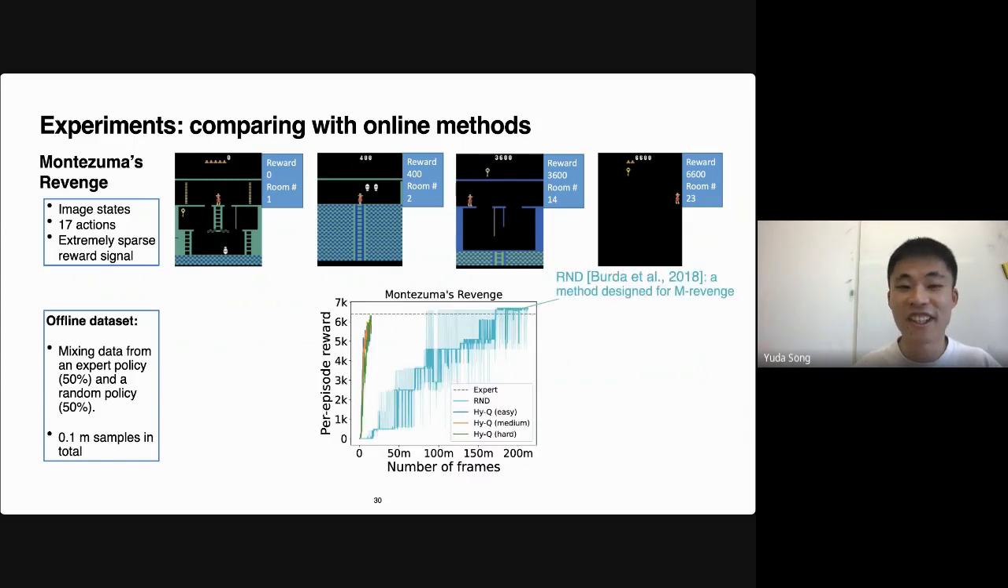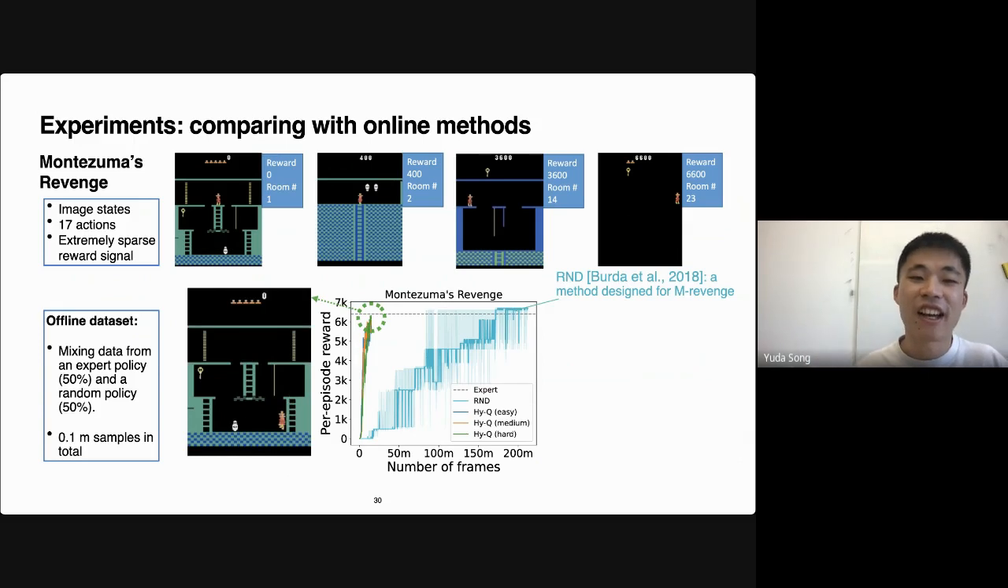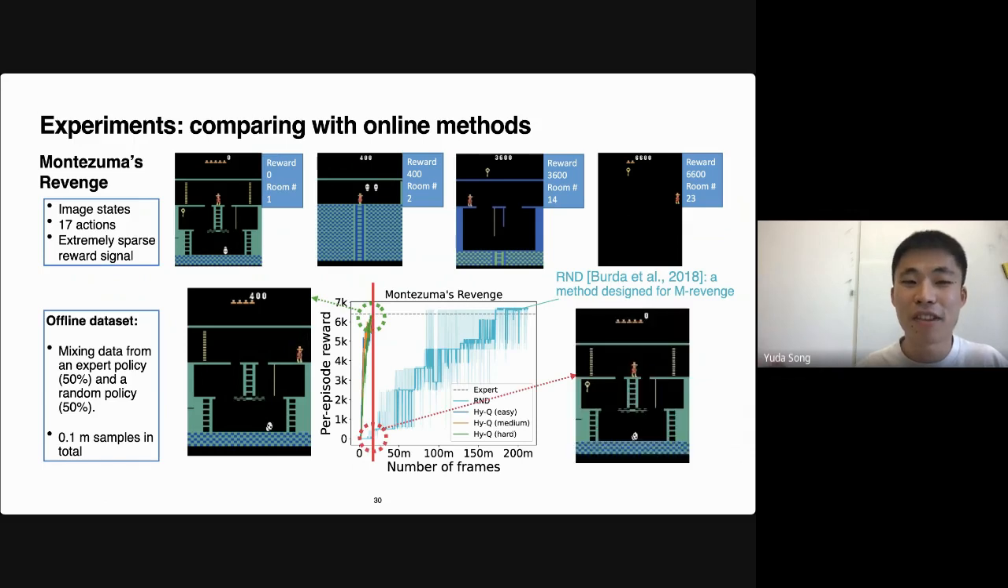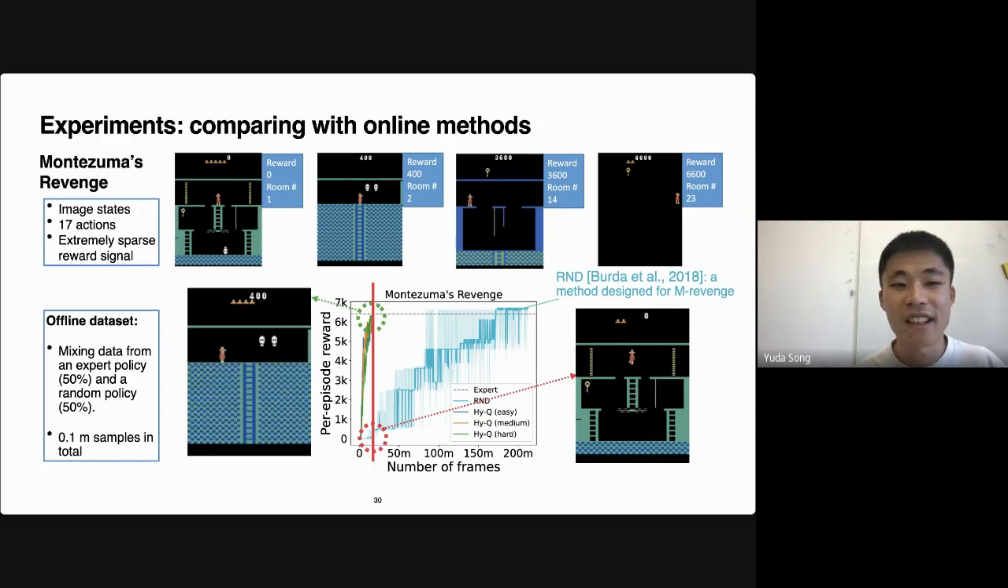And this is the training curve. We see our HighQ algorithm quickly discovers the optimal policy, and using the same number of samples, the popular baseline, R&D, has barely started. The video is going to run a while.